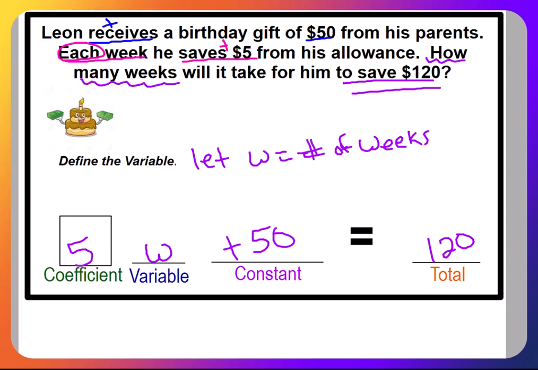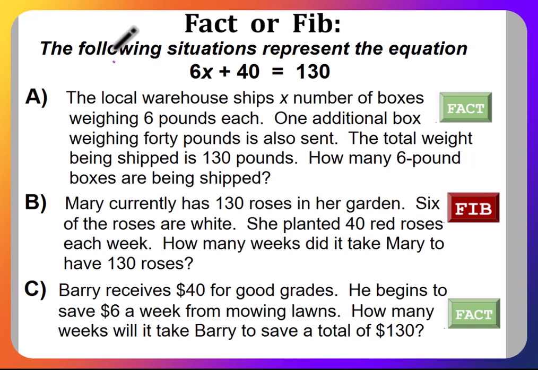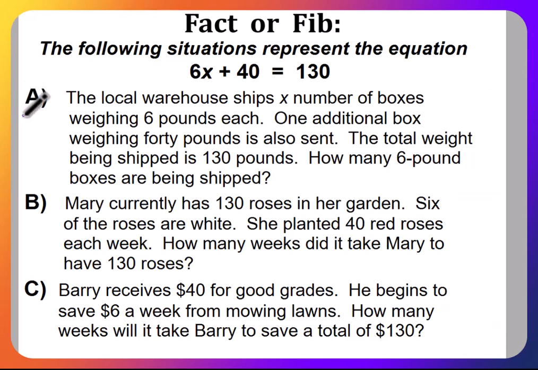All right, one more. Fact or fib. This time we're given a two-step equation of 6x plus 40 equals 130, and you need to identify if each one of these is a fact or a fib. Okay, let's see how you did. First of all, always look at the equation you're given. 6x plus 40 equals 130. This equals 130. This is the total amount that we should have in our situations. We're adding 40 and we're multiplying 6 times x, times our variable.